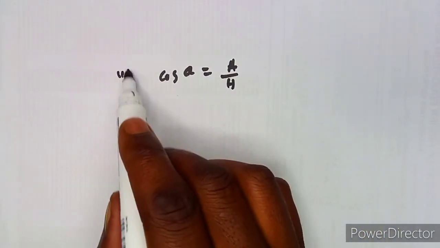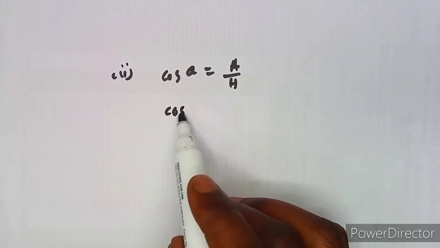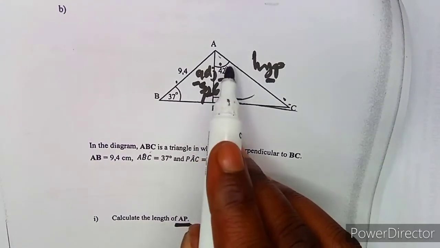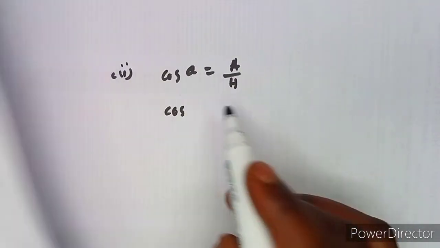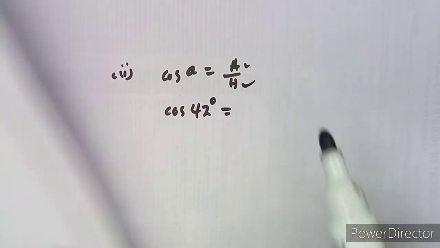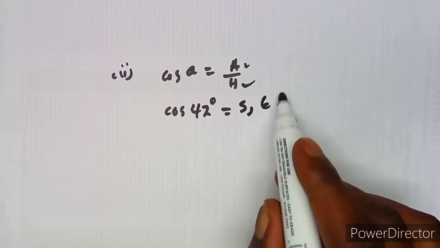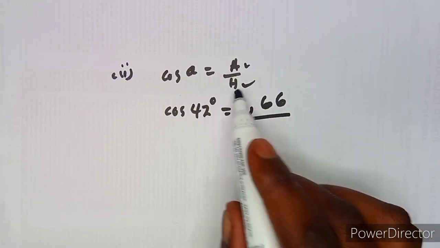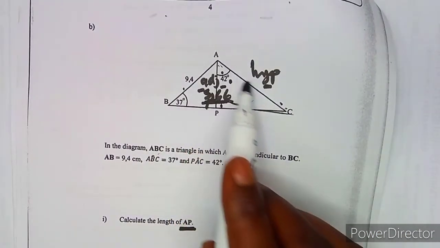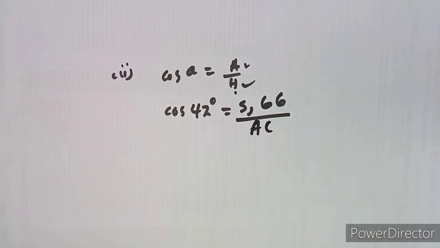So this is now item 2 where we want to calculate AC. Now let's substitute. In place of theta, we have the angle that is inside the triangle, which is cos 42 degrees, equal to adjacent over hypotenuse. So the adjacent is the side that you just calculated, this one, of 5.66, over the hypotenuse, which is the side that you want to calculate, which is AC. Remember, we want to calculate the length of AC.